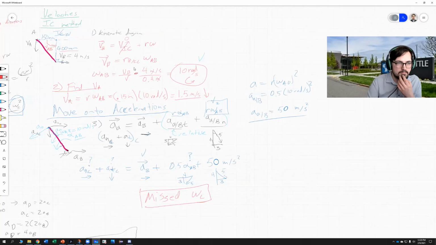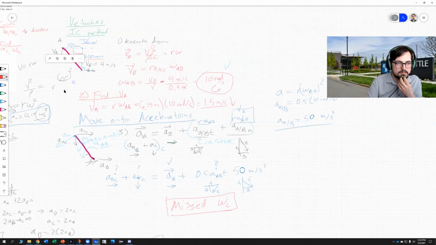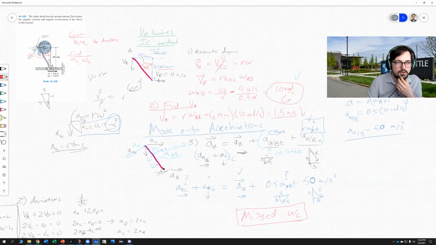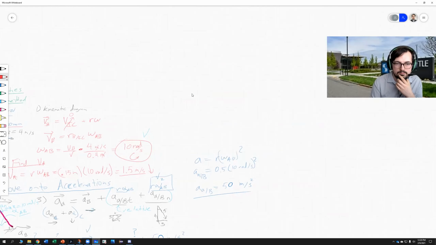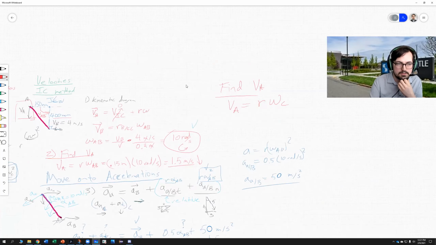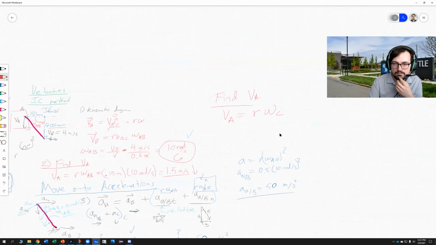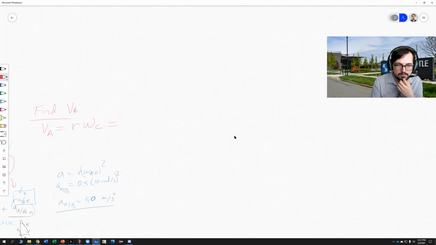Well, if we want to find omega c, how fast that wheel is rotating, let's go back to that instantaneous method for a sec. We found out what the rotational velocity is, but we never figured out what VA is. Let's find VA. Now we know VA is going to be R times omega c. In this case, we know R to be the radius of our wheel, at 0.15. 0.15 times omega c.